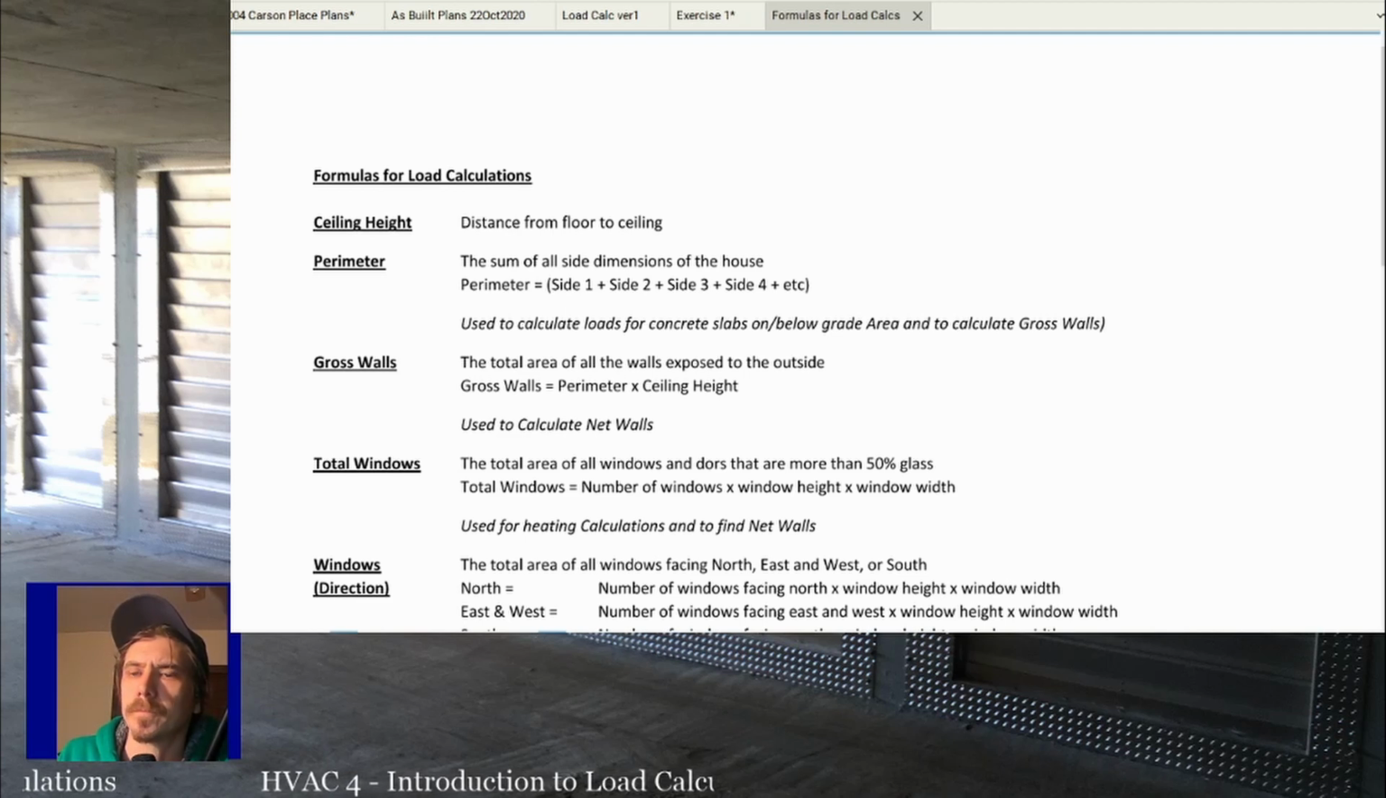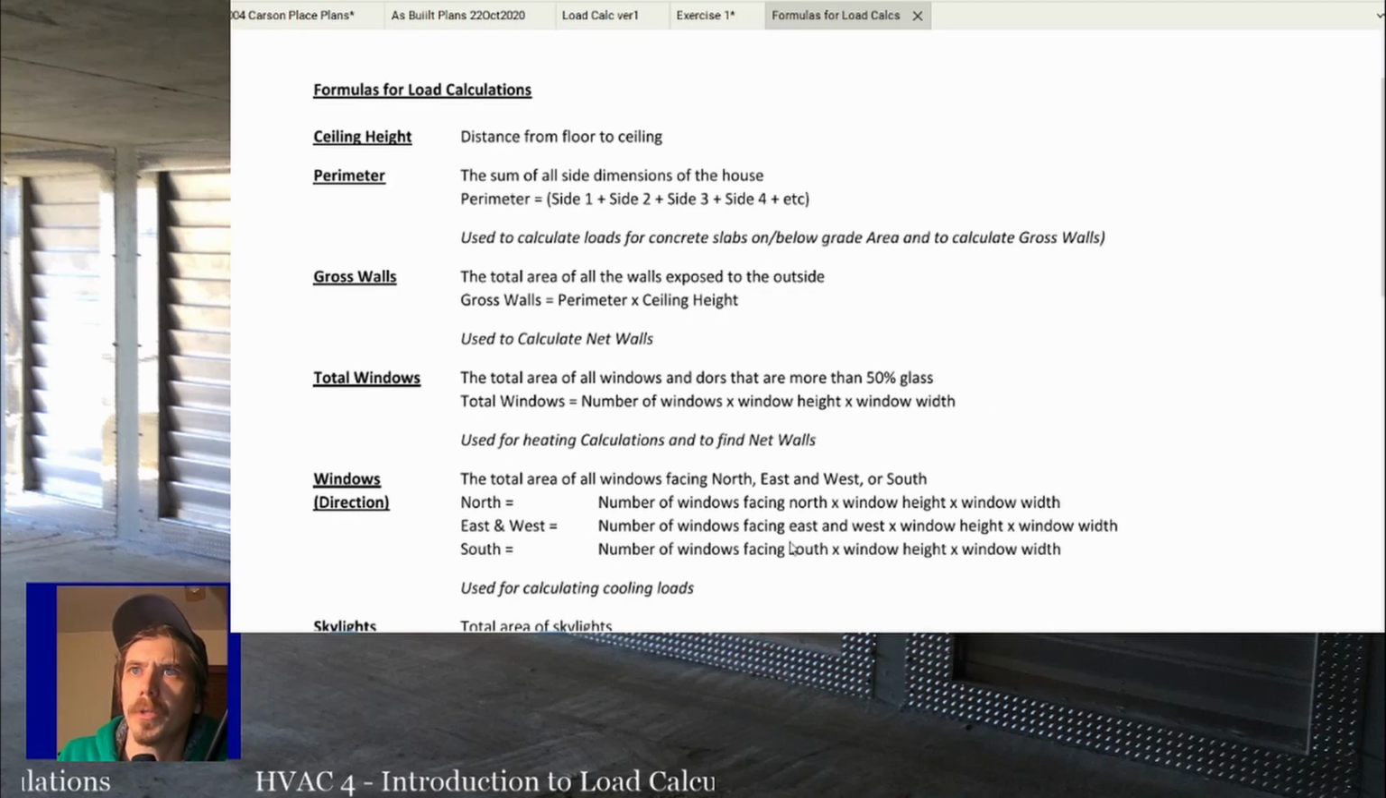All right, so we have formulas for load calculations. I tried to make this as simple as I could so that you'd understand each component we're going to be looking at. All right, so hopefully this makes good sense. If something's not making sense, stop me, ask a question. I won't be able to really watch the chat while I'm going through this too much, but I'll try to.